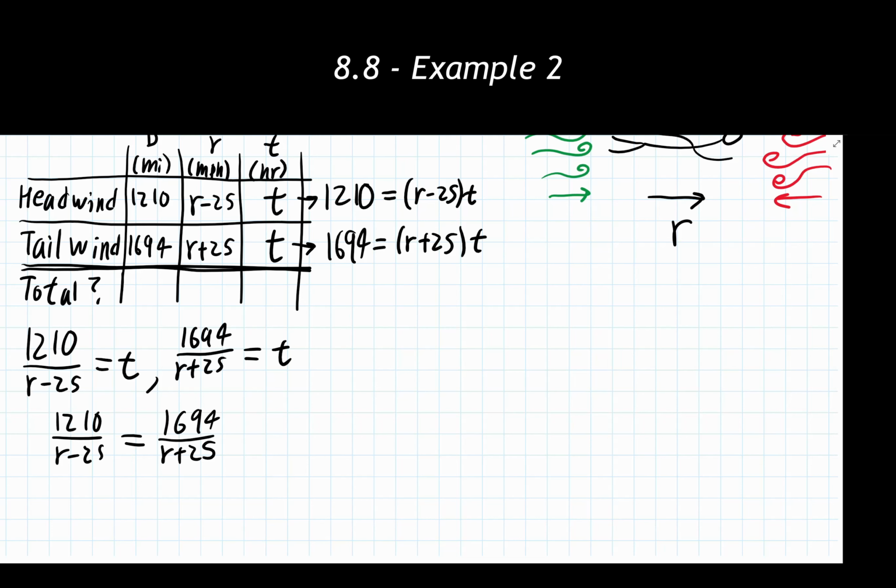Now the other side, I'm doing something really similar. For r minus, and again multiplying 1,694 times 25. I'm getting 42,350 there. Now again, the numbers might look big and gross and terrible, but we've got a calculator. We can use that as we're going through these problems.